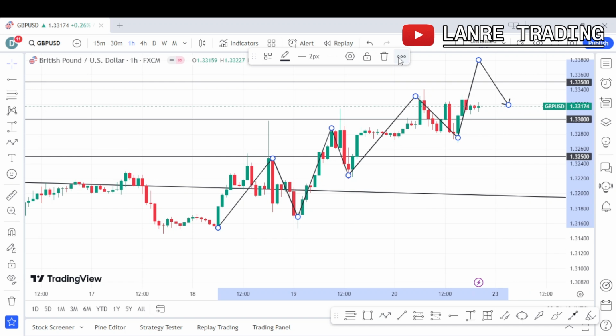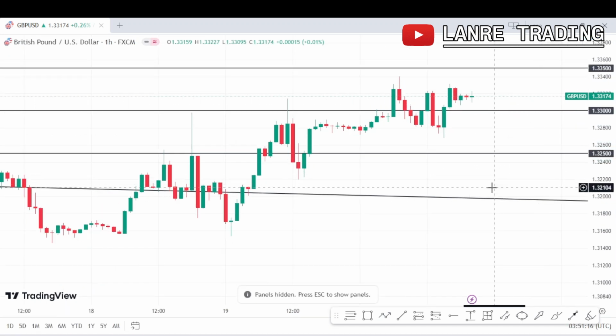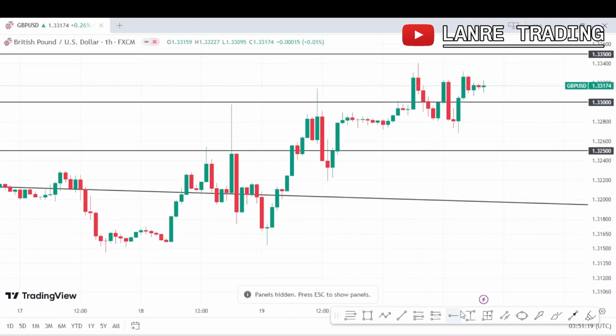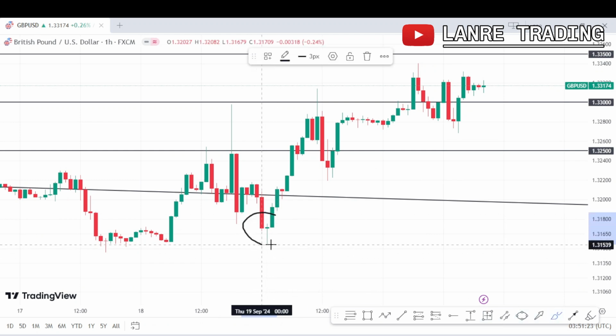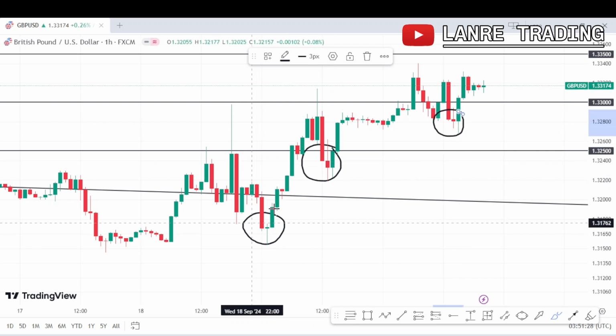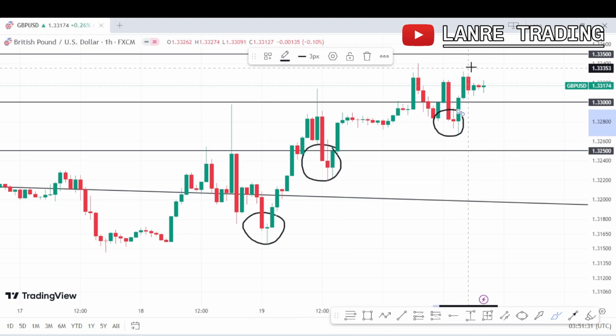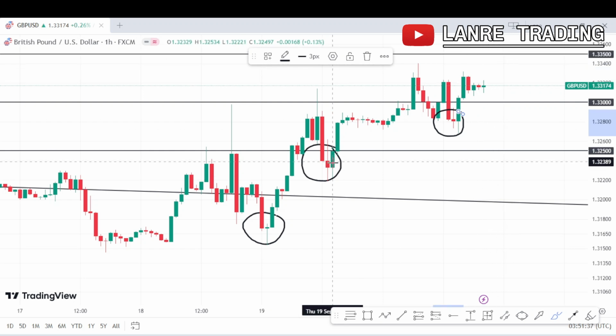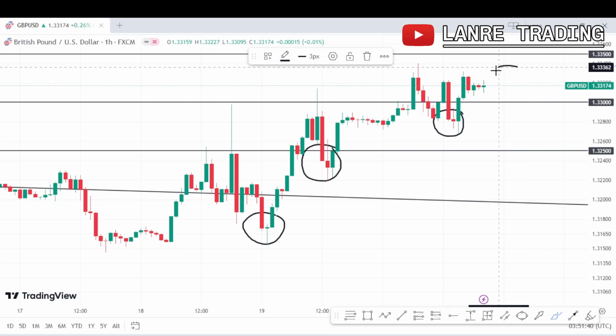If price retraces deep, this is what we need to look out for. Let me zoom this out. You see this formation right about here, and this one, and this one, they are all similar. So if price breaks out, we'll be looking for the retracement to happen so we can take advantage. We should wait patiently for any of these similar patterns to form so we can take advantage of the bullish run.